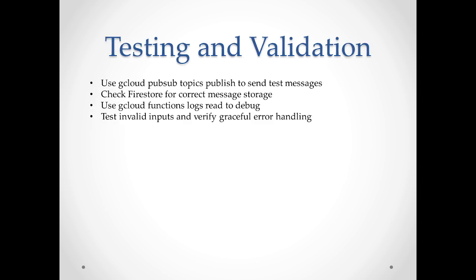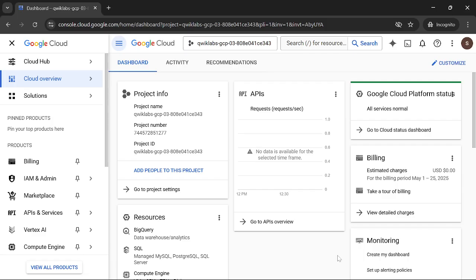So testing and validation, how will we do it? Use gcloud pubsub topics publish to send test messages, check Firestore for correct message storage, and use gcloud functions to check the logs, test invalid inputs, and verify the graceful error handling. So let's get started. I've already opened Qwiklabs for this demonstration.